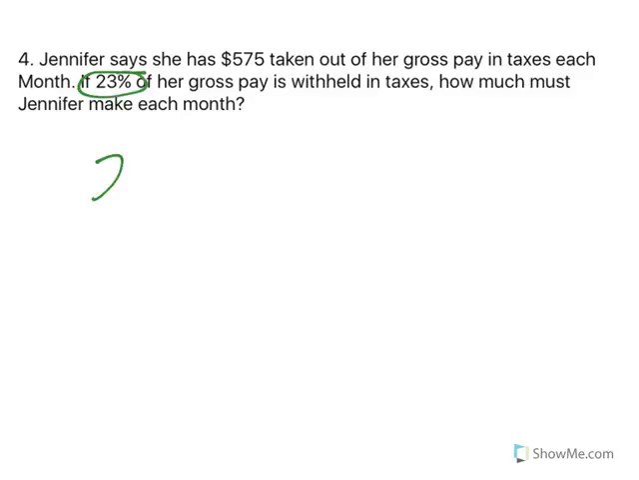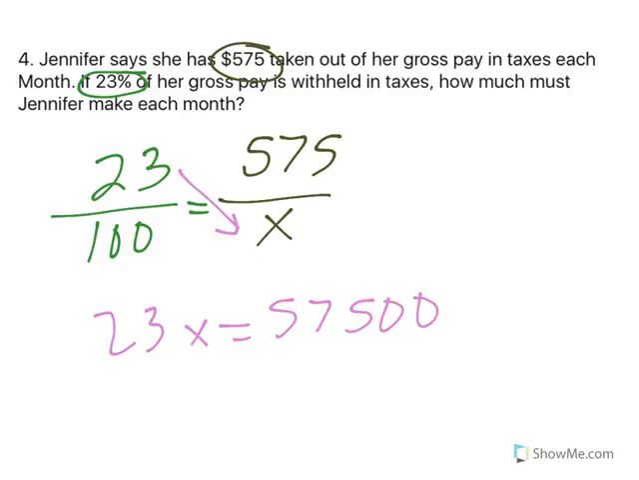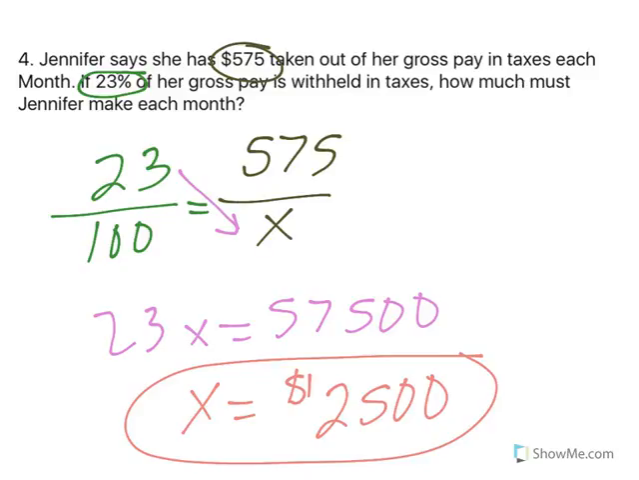All right, 23%. So percent over 100. Now, this is how much is taken out of her gross pay. So is that part or whole? That's right, it's part. We're trying to find out her gross pay. So, gross. We cross multiply. 23x equals 57,500. Divide both sides by 23, and x equals a nice round $2,500. Fun stuff.